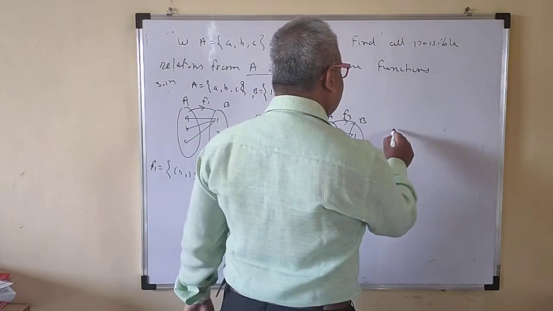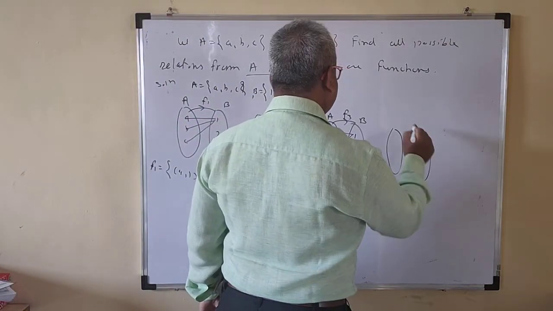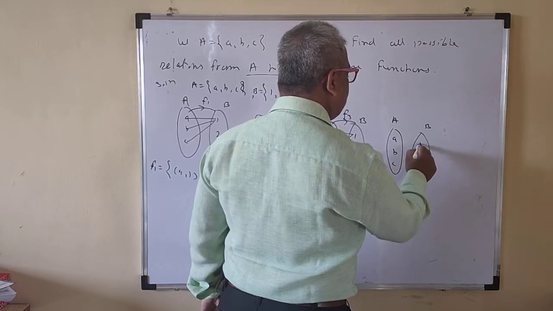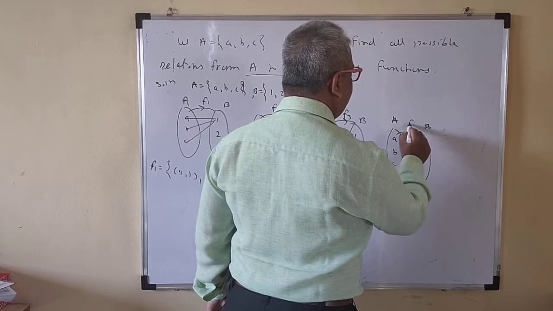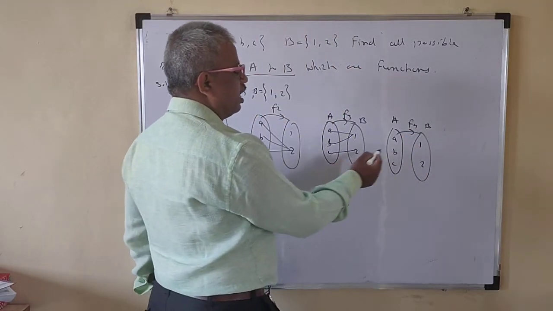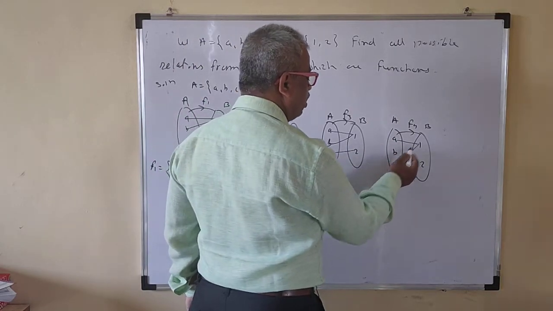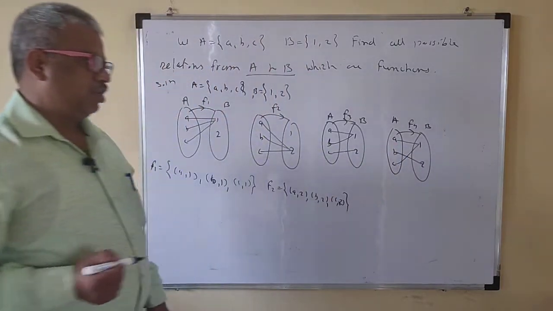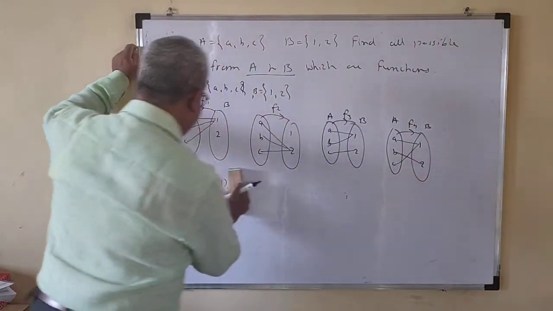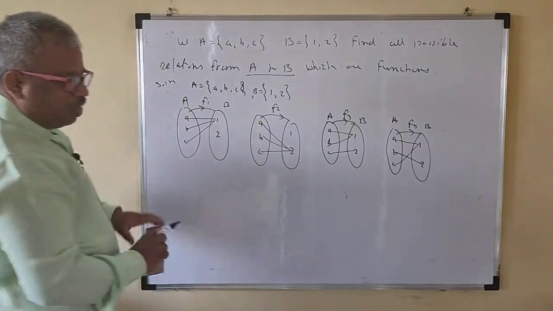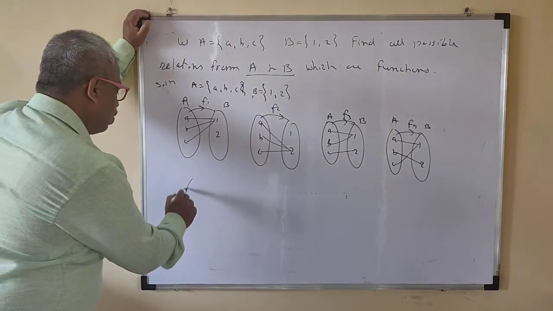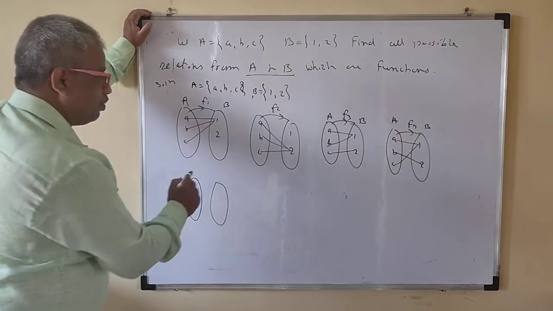Now we'll write the fourth function. This is A, B, C, and 1, 2. So this is now your F4. What we will do is take the images of A and C as 1 here, and we will shift B to 2. This is your fourth function. You can write F4 as (A1, B2, C1). See here, all are distinct now.